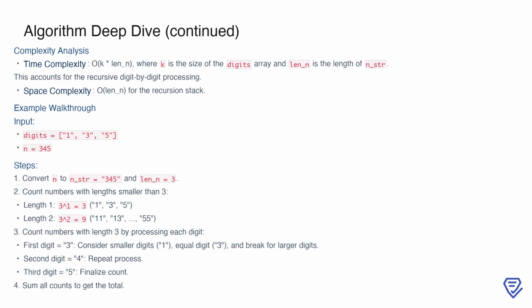Next, we count numbers with length 3 by analyzing each digit of n_str. For the first digit, 3, we consider smaller digits like 1, equal digits like 3, and stop processing for larger digits. We repeat this for the second digit, 4, and the third digit, 5, applying the same logic. Summing all these counts gives the total number of valid numbers that can be formed. This step-by-step approach ensures that we honor all constraints while keeping the computations efficient.